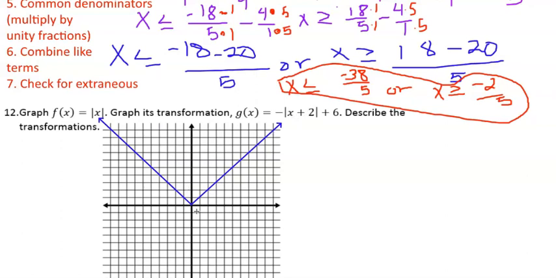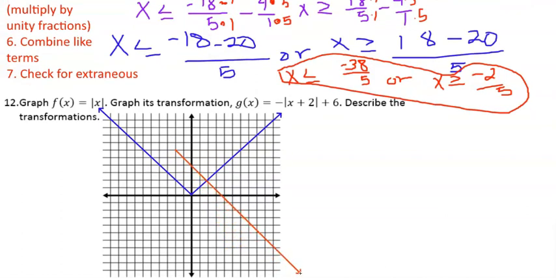The plus 2 means that it goes to the left 2 units, and the 6 means that it goes up 6 units. 1, 2, 3, 4, 5, 6. And then the slope is basically the same. It's still 1. Negative 1, positive 1. So here is your new graph.